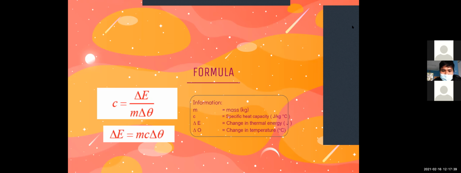What is the difference between heat and temperature? Temperature is a way of describing how hot or cold an object is and is measured in degrees Celsius, whereas heat is a form of energy and is measured in joules.